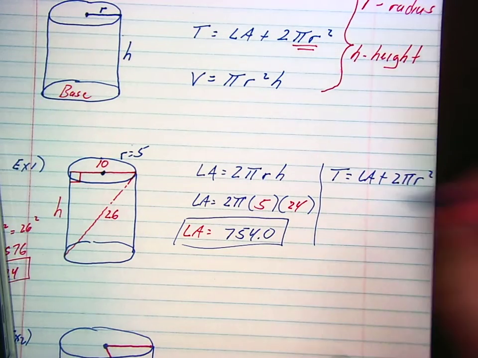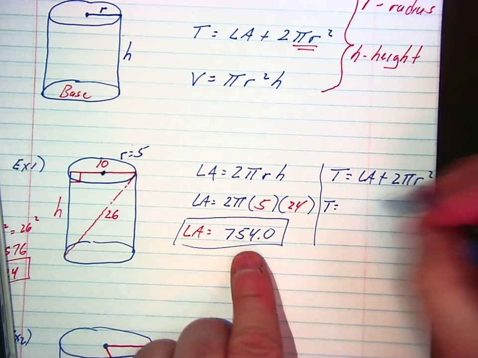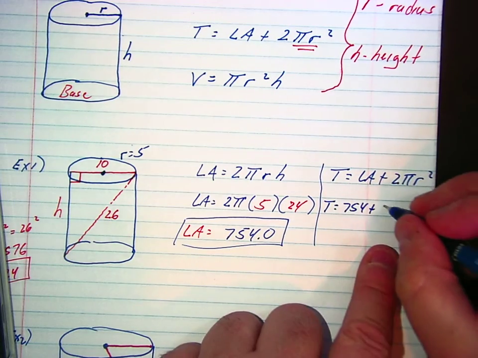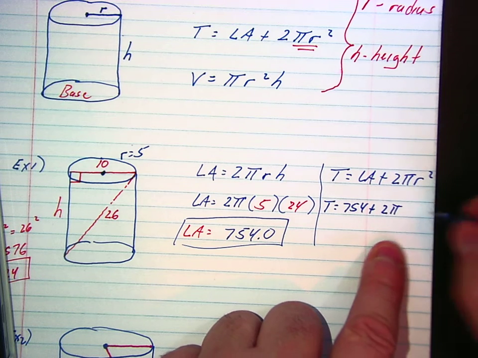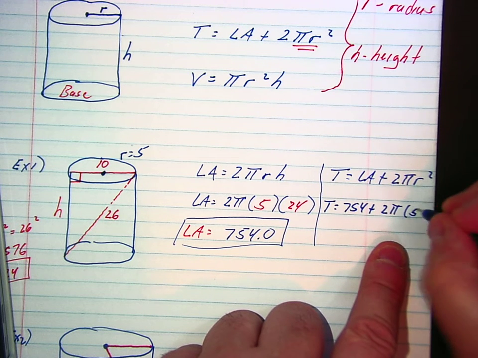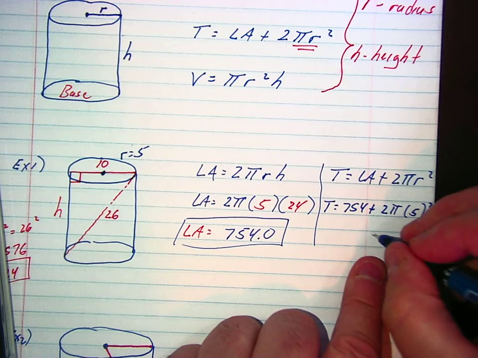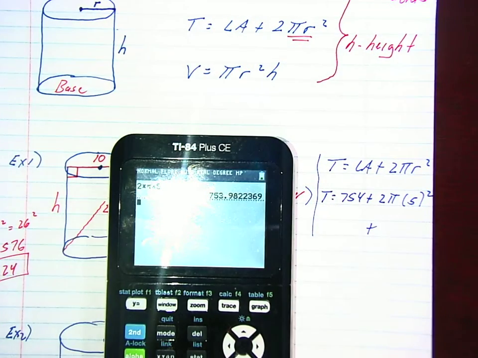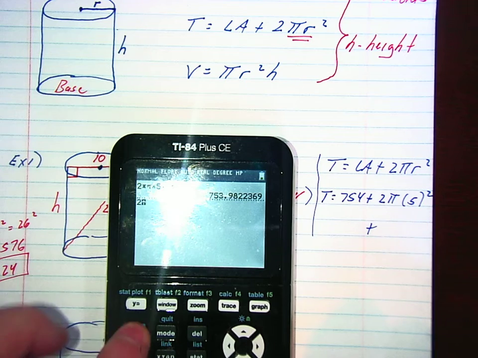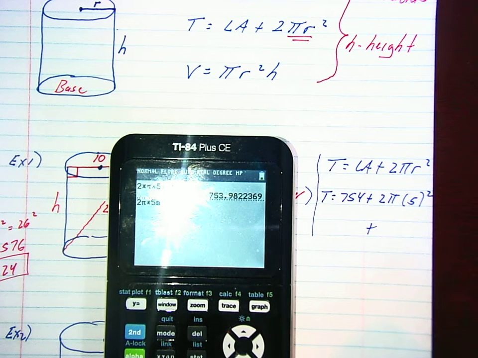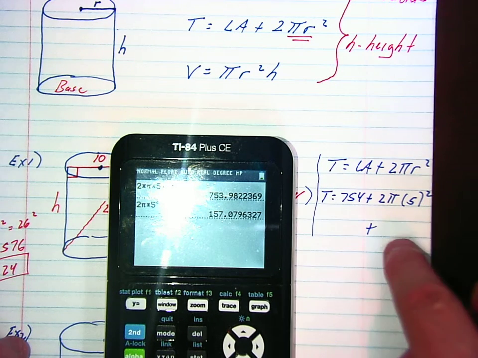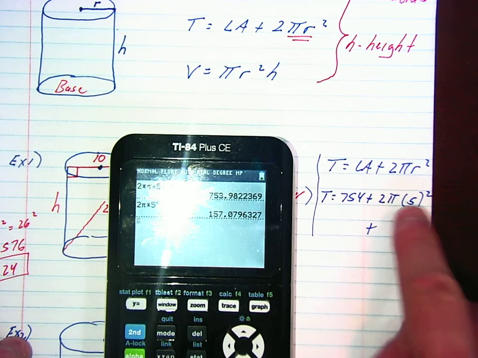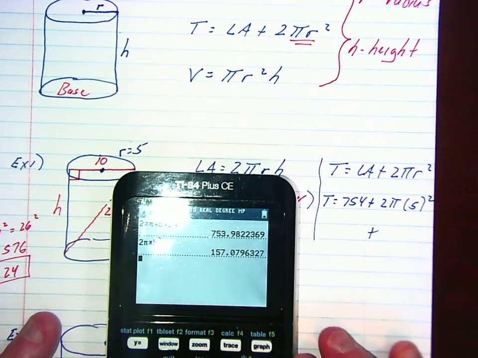So my total area is going to be this: 754 plus whatever 2 times pi times the radius, which is 5, squared. You're going to need to put that in your calculator to figure out what you're adding to your 754. So I need 2 times pi times 5 squared. I do want to see this number, guys, just in case you get the lateral area wrong. I can still give you credit for getting the second part right.